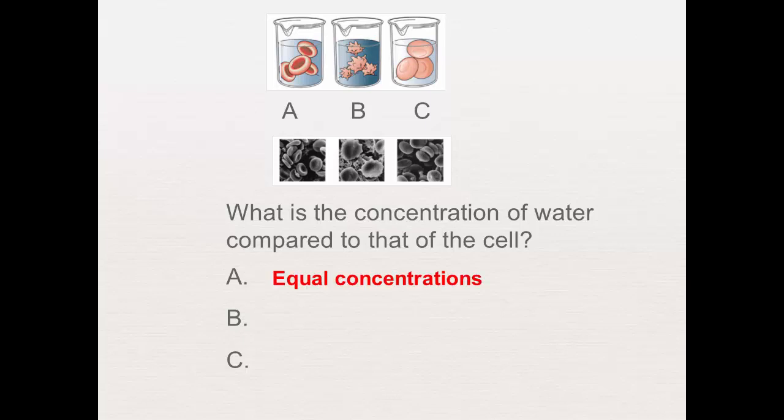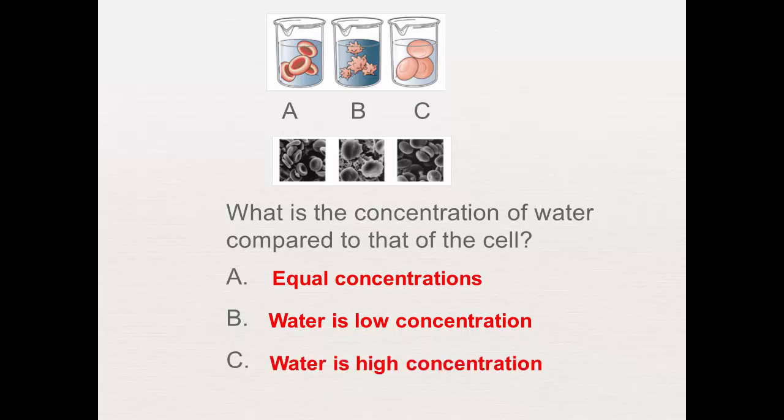So, cell A is a cell that has an equal concentration of water. Cell B is what would happen if we placed cells in a low concentration of water. If we had a very, very salty solution, let's say it's 20% salt, 80% water, and our blood cells are 96% water, then because of osmosis, water would go from our blood cells into that very salty water, and they shrivel up. They lose water from their cytoplasm and they shrivel up.